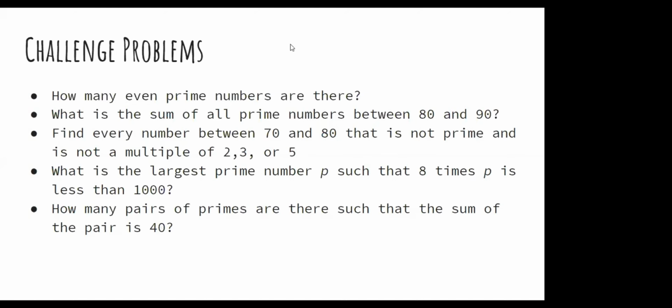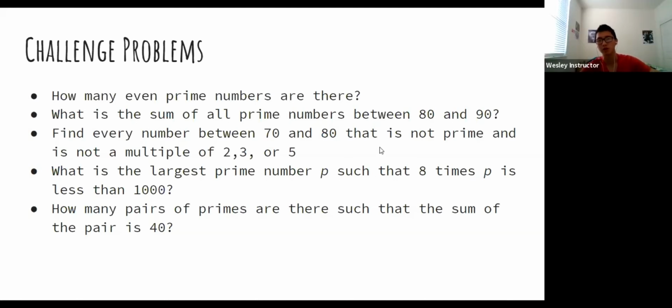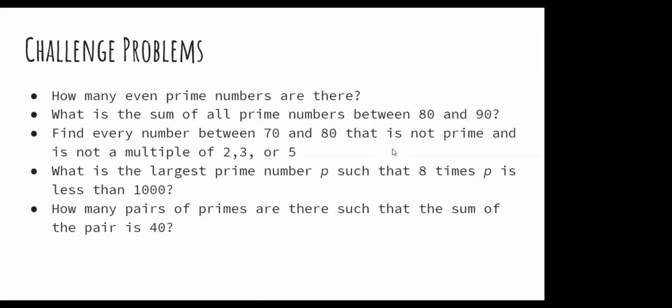Excuse me. What does the last question mean? I don't really understand the wording. Okay, so how many pairs of primes are there? If you add up two prime numbers, how many pairs are there where the sum is 40? For example, 1 plus 39 equals 40, but that's not the answer because 1 is not a prime. So try to look for how many pairs there are. Okay, thanks.